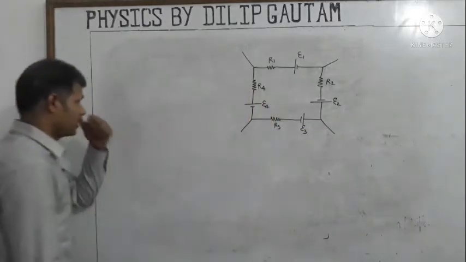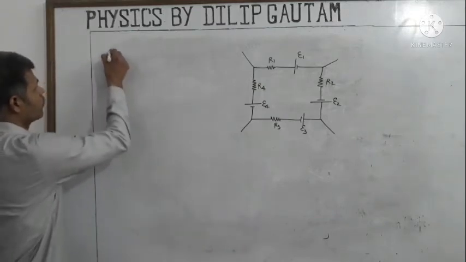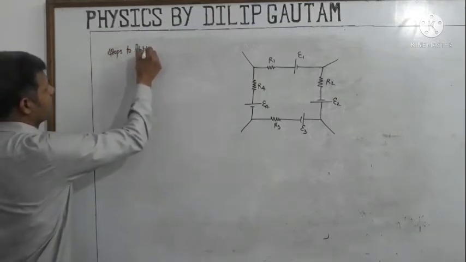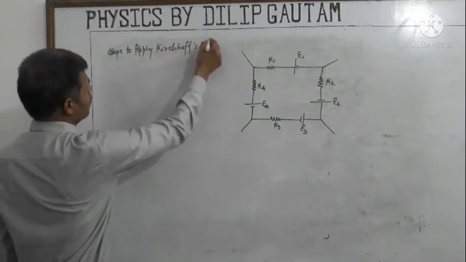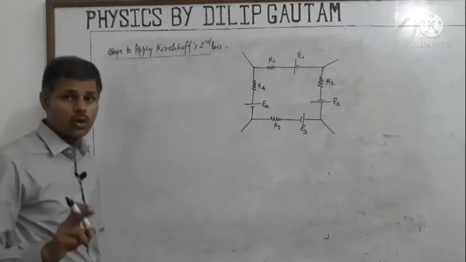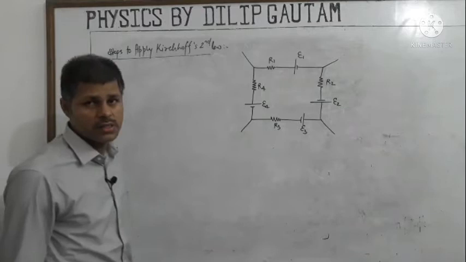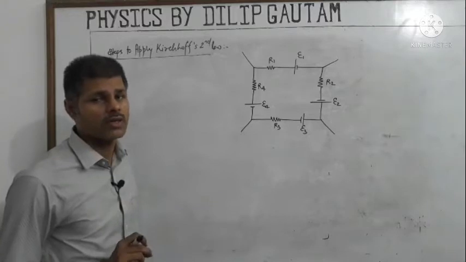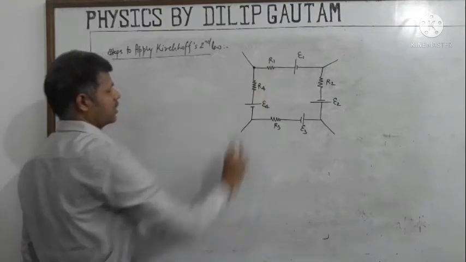First of all, to apply the Kirchhoff law we have to follow certain steps. So what are the steps to apply Kirchhoff's second law? First of all, you should know what the currents in the different branches are. If the currents are given, then it's very okay. If currents are not given, then applying KCL, or Kirchhoff's first law, first get the currents in the branches or assume the currents in the branches.